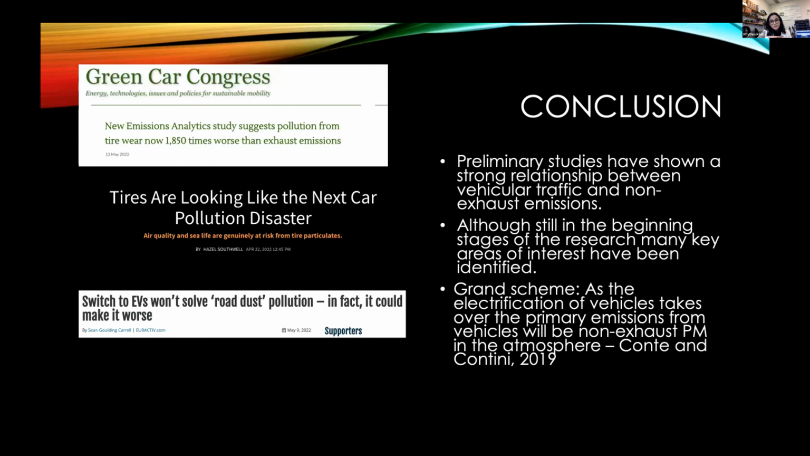So in conclusion, preliminary studies have shown strong relationships between vehicular traffic and non-exhaust emissions. However, what we're trying to look at is how lowering speed limits and allowing more free-flowing traffic can impact how to lower particulate matter. And when we look at the grander scheme of things, as we move towards electrification of all vehicles, we are going to see that non-exhaust emissions are the primary emissions in the atmosphere.